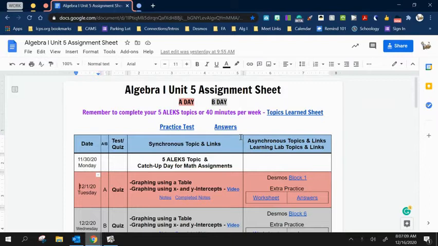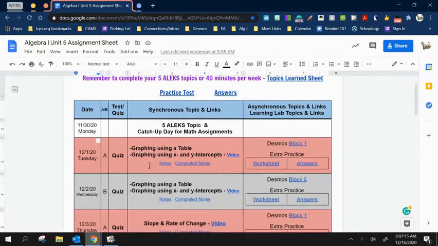For the test this week, you're essentially going over graphing linear equations. On the first day, we talked about graphing using a table. We talked about graphing using x and y intercepts. Of those two things, only graphing x and y intercepts will actually be on your test. We're not going to have to worry about graphing using a table. Here's a video going over that concept, and of course the notes, some extra practice if you forgot how to do that.